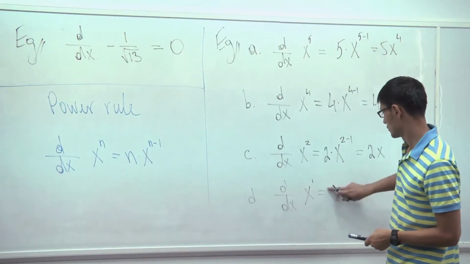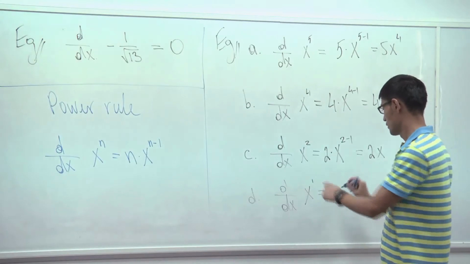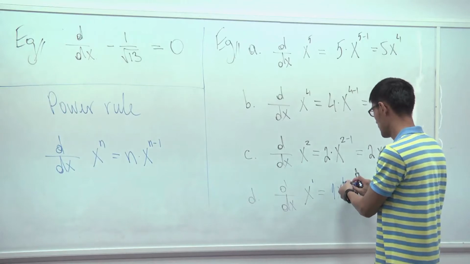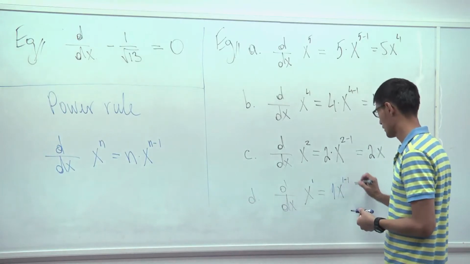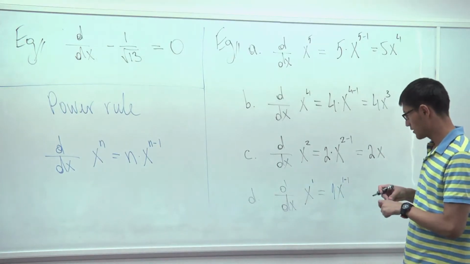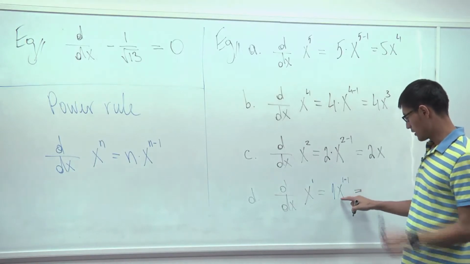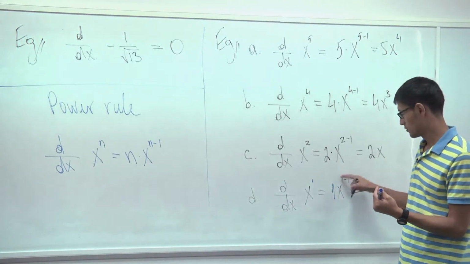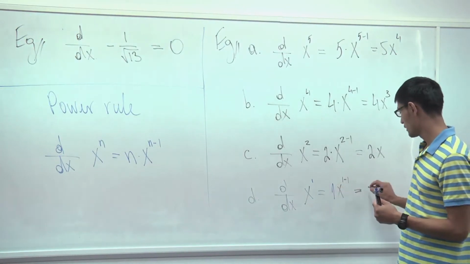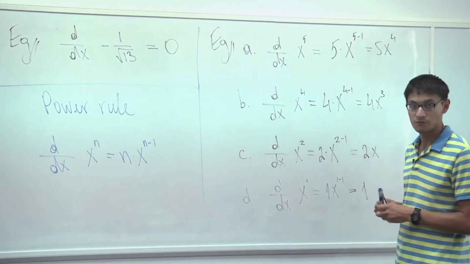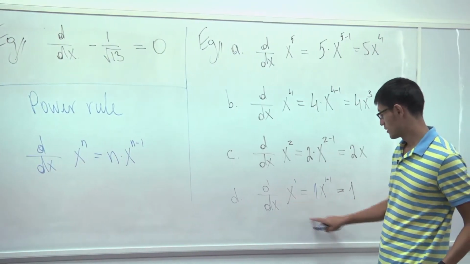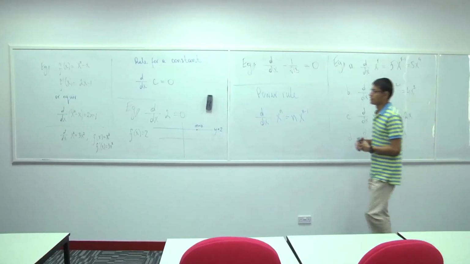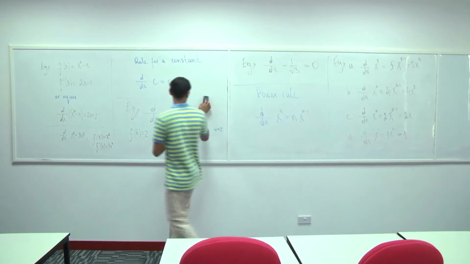So 1 times x to the 1, then we subtract 1. Well, if we do that, we'll have x to the 0, but x to the 0 equals 1. So this will be 1 times 1, you will get 1. So the derivative of x is equal to 1. Right? Let's do a couple more examples.